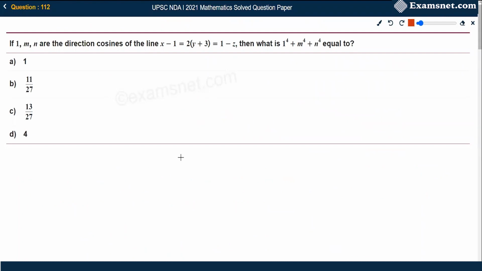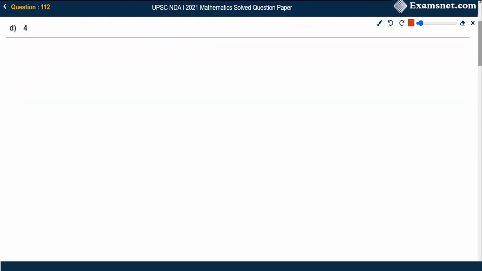In question number 112, it is given that, since it's written 1, it will be L. Please do the rectification. L, M, N are the direction cosines of the line x minus 1 equals 2y plus 3 equals 1 minus z. Then what is L to the power 4 plus M to the power 4 plus N to the power 4 equal to? Okay, so let's start the solution.